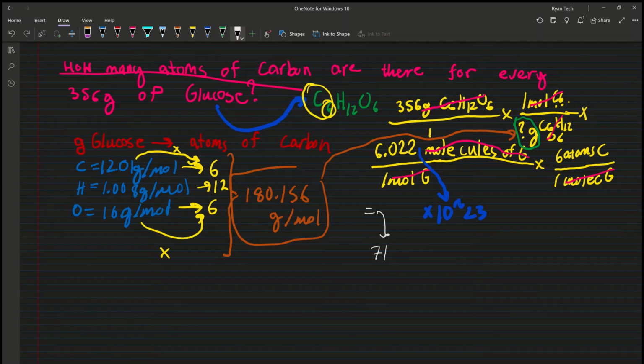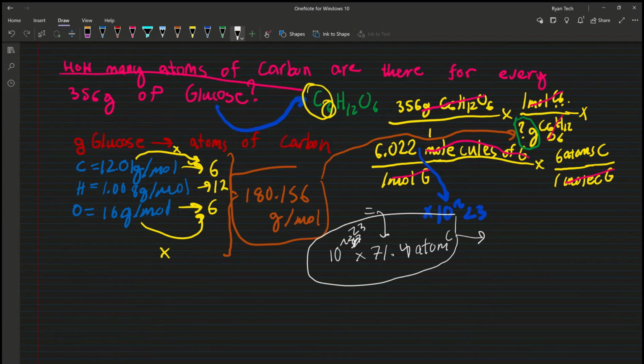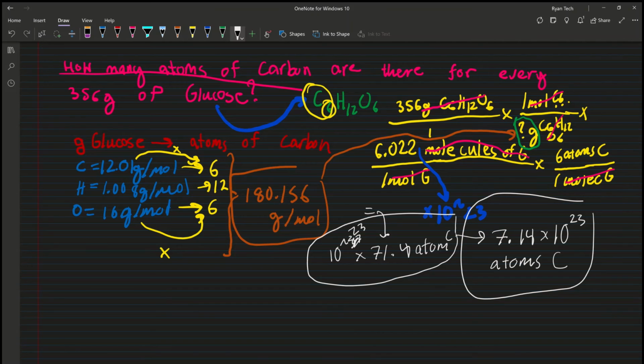71.4 times 10 to the power of 23 atoms of carbon. Or if you wanted it in a different notation with a one-digit number, then it's going to be 7.14 times 10 to the 23 atoms of carbon. So that's the answer for question number 2.